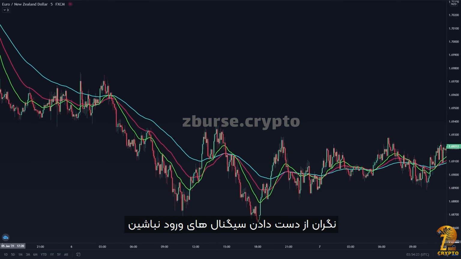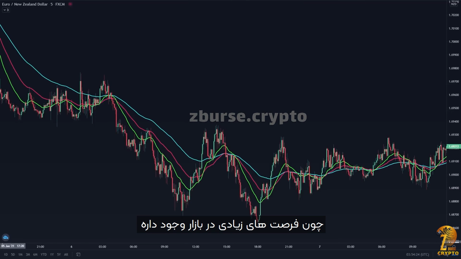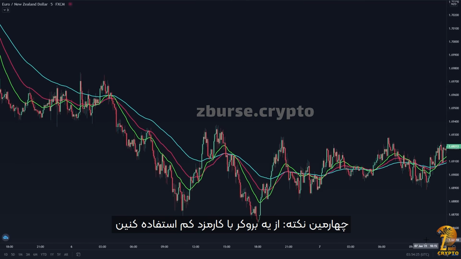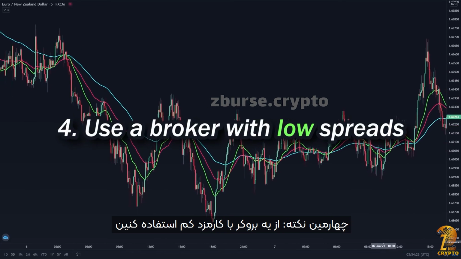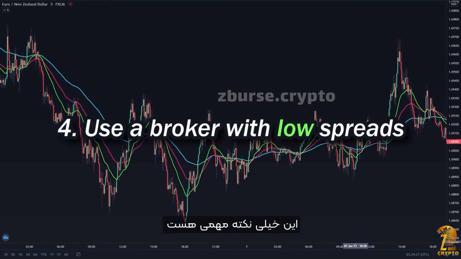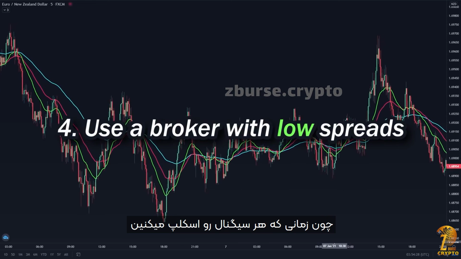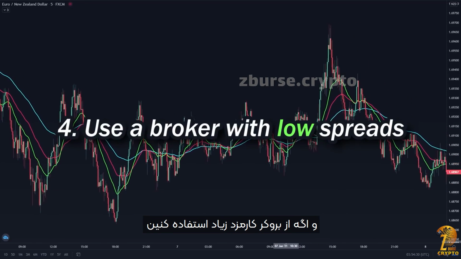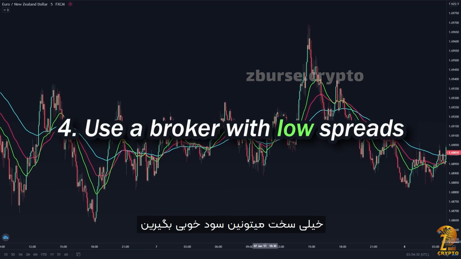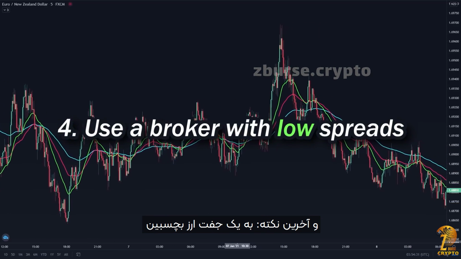You don't have to worry about missing entry signals because there will always be other opportunities in the market. The fourth tip is making sure you're using a broker with a low spread. This is actually very important because when you're scalping, every single pip counts, and if you're using a broker with a wide spread, you will have a hard time making a profit.